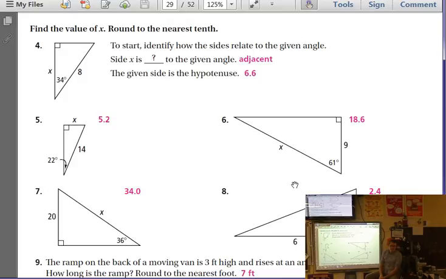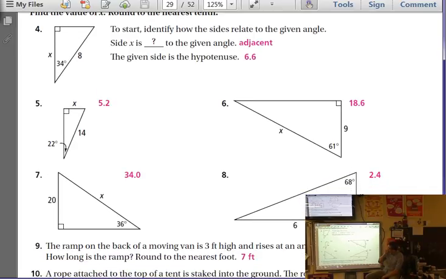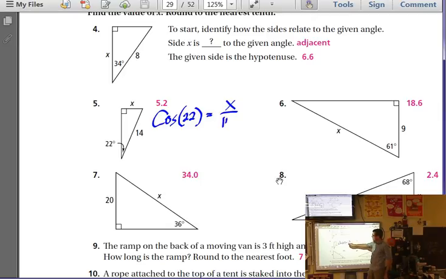I'm kind of confused. For 5 and 8, for 5 I got 5.7, and for 8 I got 2.2. But I'm not quite sure how I could be off by that little. So if we want to solve for x compared to that 22-degree angle, like we're looking at 5, that would be opposite and hypotenuse. So we'd use cosine of 22 equals the opposite over... That's sine. So, yeah. Thank you.